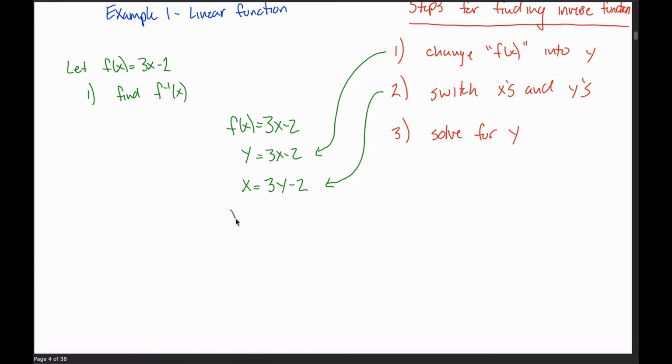I guess you'd add 2 to both sides of the equation. So you'd get x plus 2 equals 3y, and then you divide both sides of the equation by 3. So you'd get (x plus 2) divided by 3 equals y. And yeah, in this case, it wasn't that hard to solve for y, but really that's just because we started out with a pretty basic function to begin with.